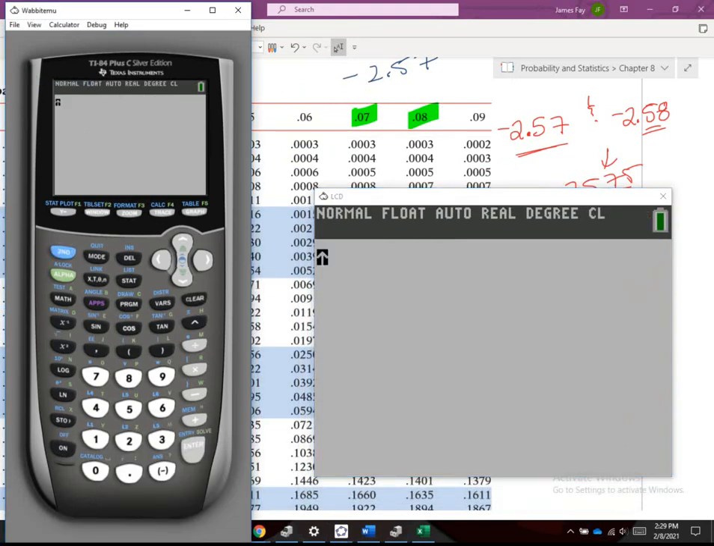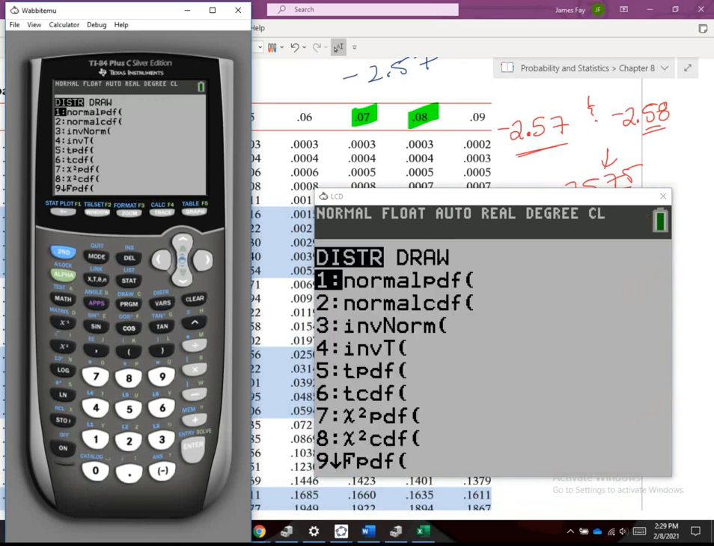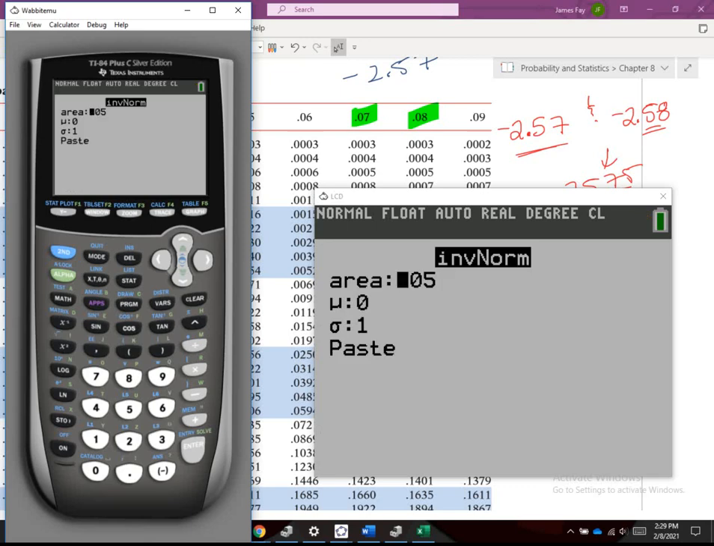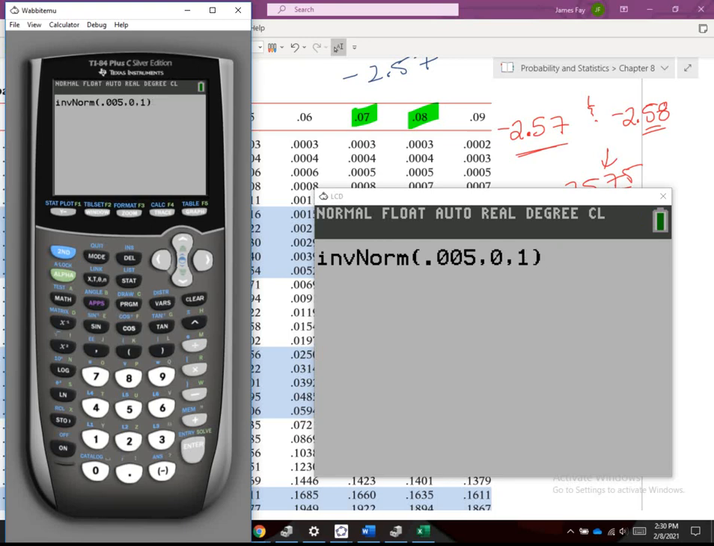you go second distribution, which is the VARS key. I'm going to go down to 3, which is inverse norm, and it takes me here. I'll show you. Some of you, it will take you here; some of you, it won't. I'm going to type in the area that I'm interested in. This is the cumulative area from the left, so I want 0.005. It's a normal distribution, so I'm just going to leave sigma at 1 and mu at 0.